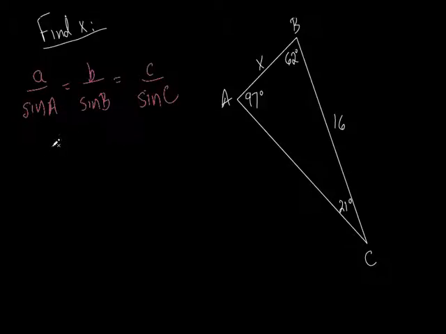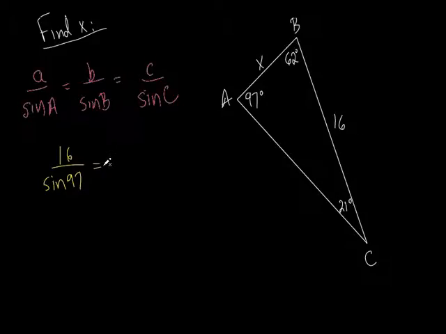So I'm going to write it like this. Let's do a different color. I'm going to write 16 over, what do you think? The sine of 97. Very good. Everybody with me so far? So I take a side, and I take the angle opposite that side, and I take the sine of it. So it's 16 over the sine of 97.